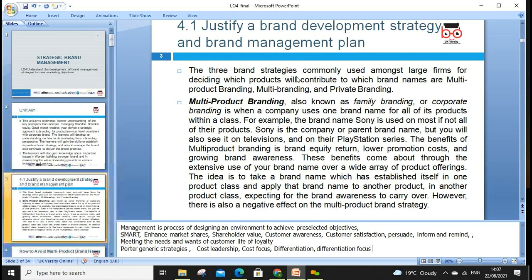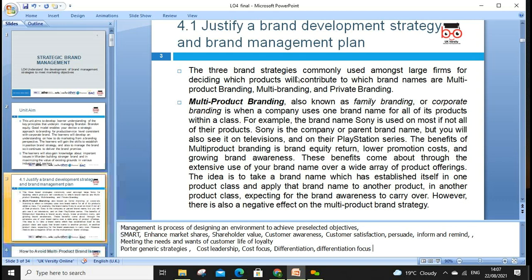However, there is also a negative effect. If one brand is not well received, it can affect the other subclasses, even if that brand is quite good. The downside of multiple branding is that when the company spreads its brand thin, the result is a weaker brand image. Then there is sub-branding. Sub-branding allows the company to keep the big brand name while giving each product a little brand of its own.